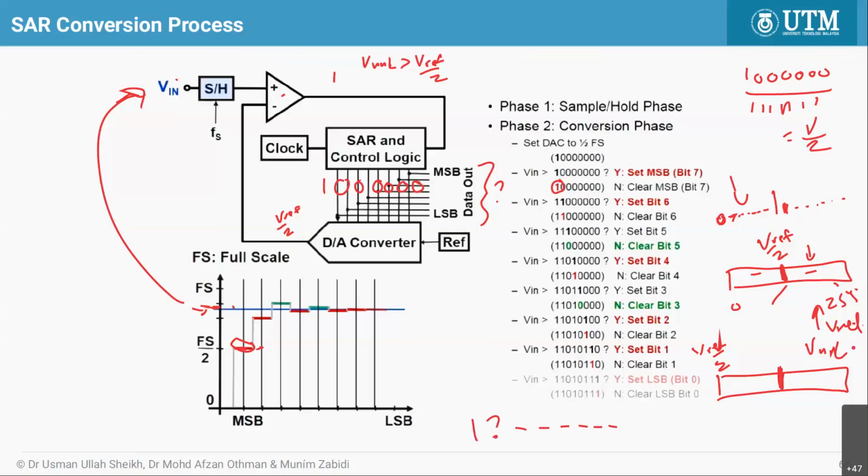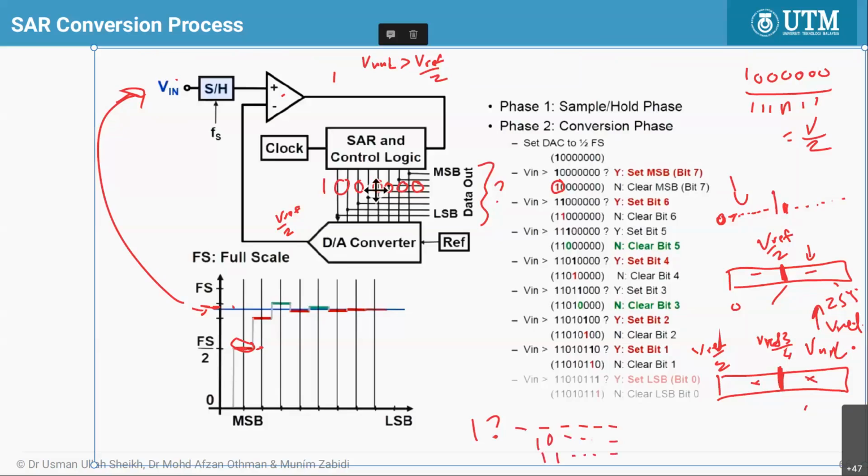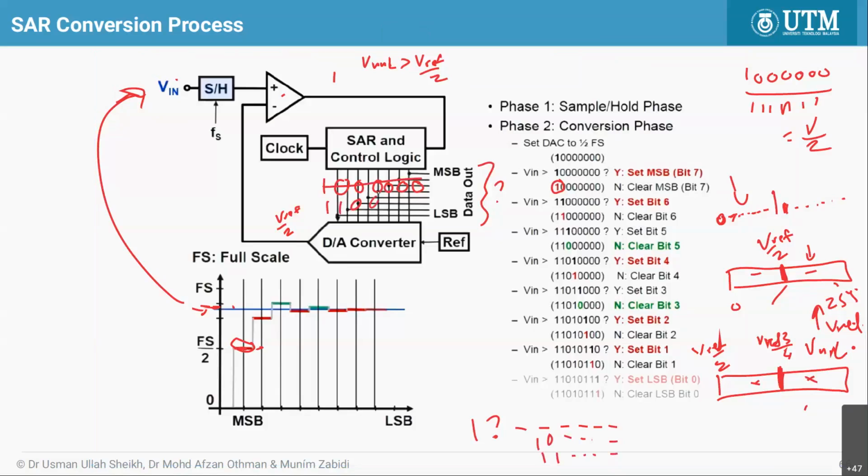So I will split this again. Midway between Vref by 2 and Vref is Vref 3 by 4, correct? So I want to know whether it is this side or this side, because the answer here can be 1, 0, dash, dash, dash, or 1, 1, dash, dash, dash. I want to know what the second bit is. So the way to do it is, the controller logic will send 1, 1, 0, 0, 0.